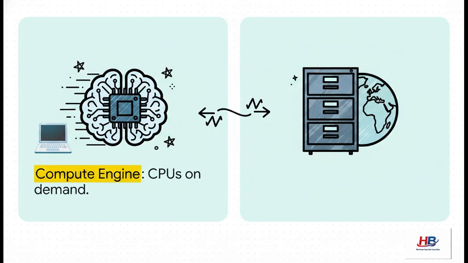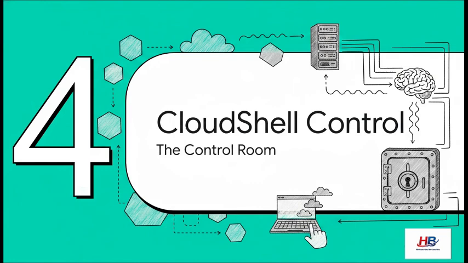It's like a perfectly choreographed dance. One active engine dynamically crunching the numbers, and one vast passive vault holding the state. They interact continuously, and that right there is the backbone of almost any major cloud application. Which brings us to Section 4, taking control with Cloud Shell, the control room.